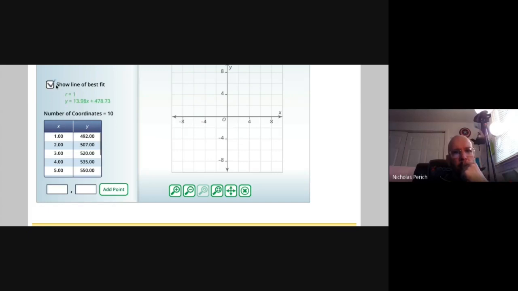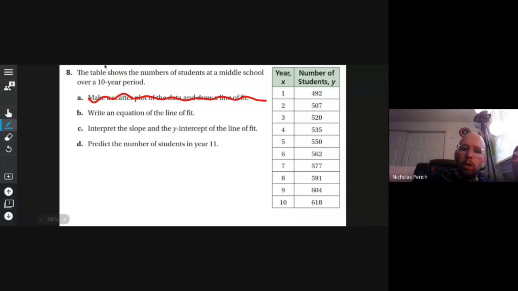All right, let's see the line of best fit. 13.98. I'm going to round that up to 14. And again, if you're wondering why he is allowed to do that, because, all right, no, I'm not going to do that. The equation for the line of best fit is 13.98x plus 478.73. Sorry for running into you, old table.